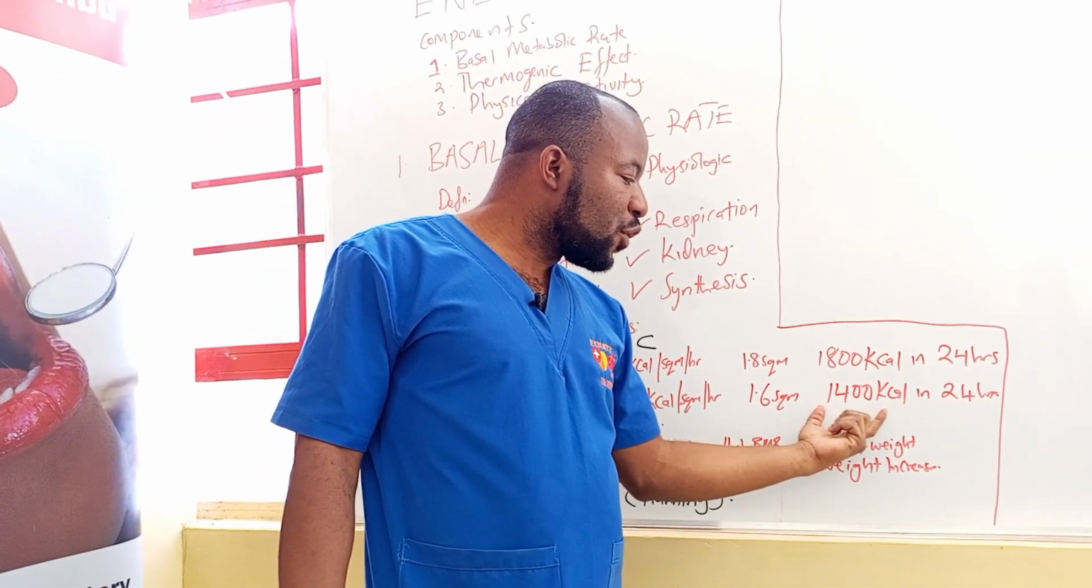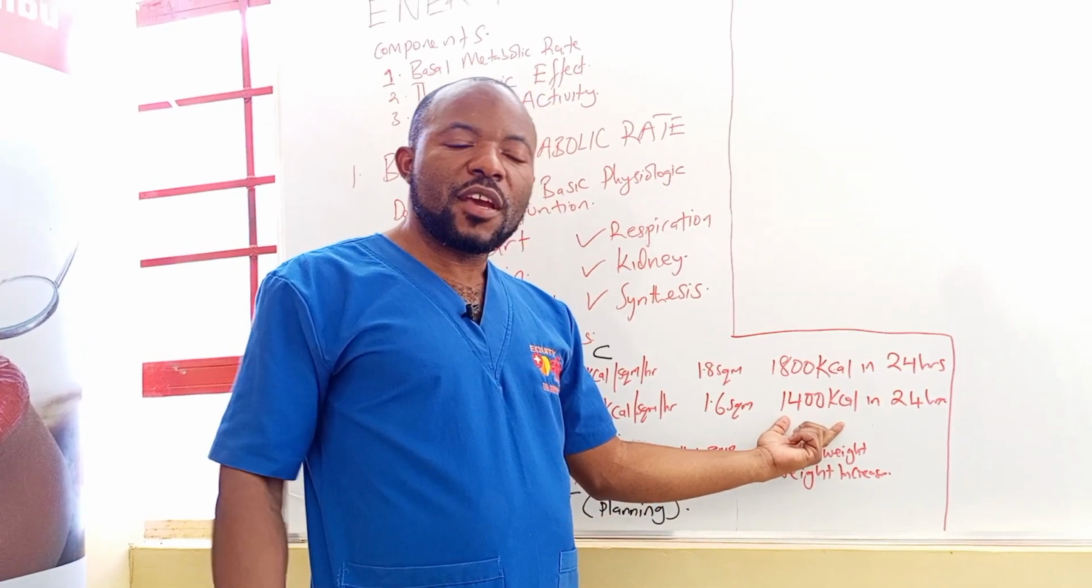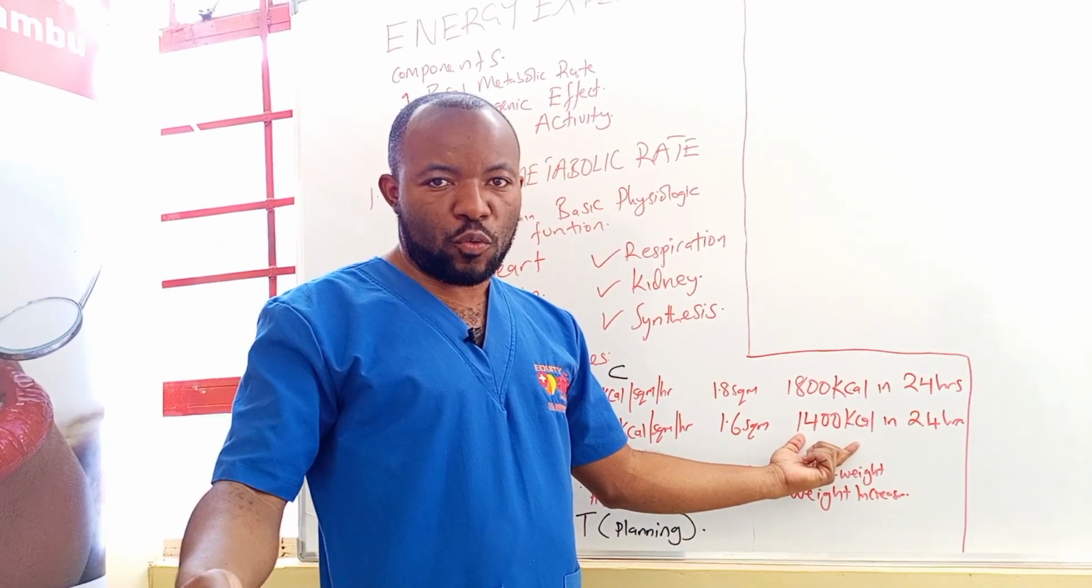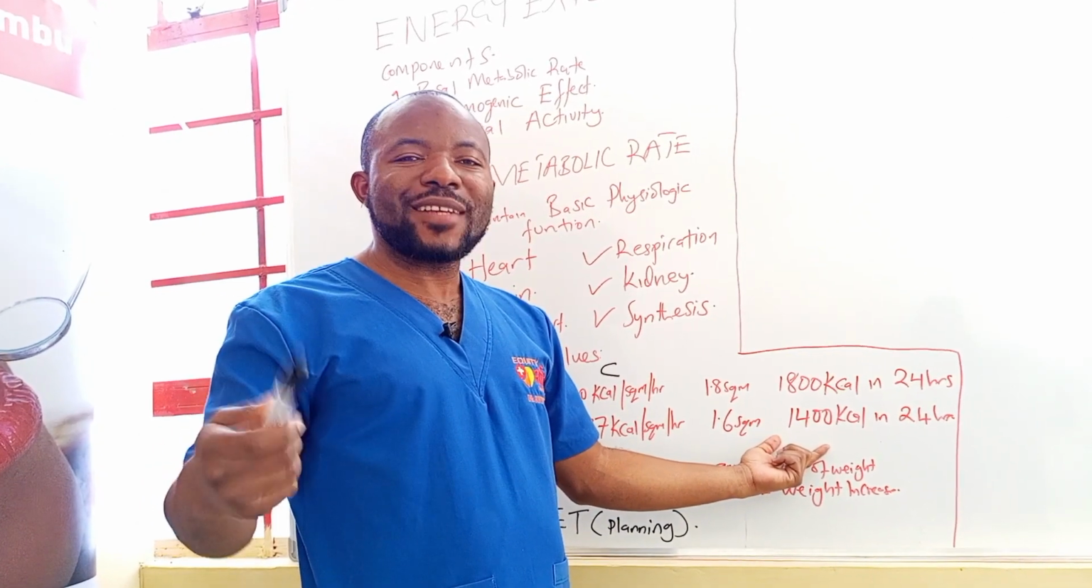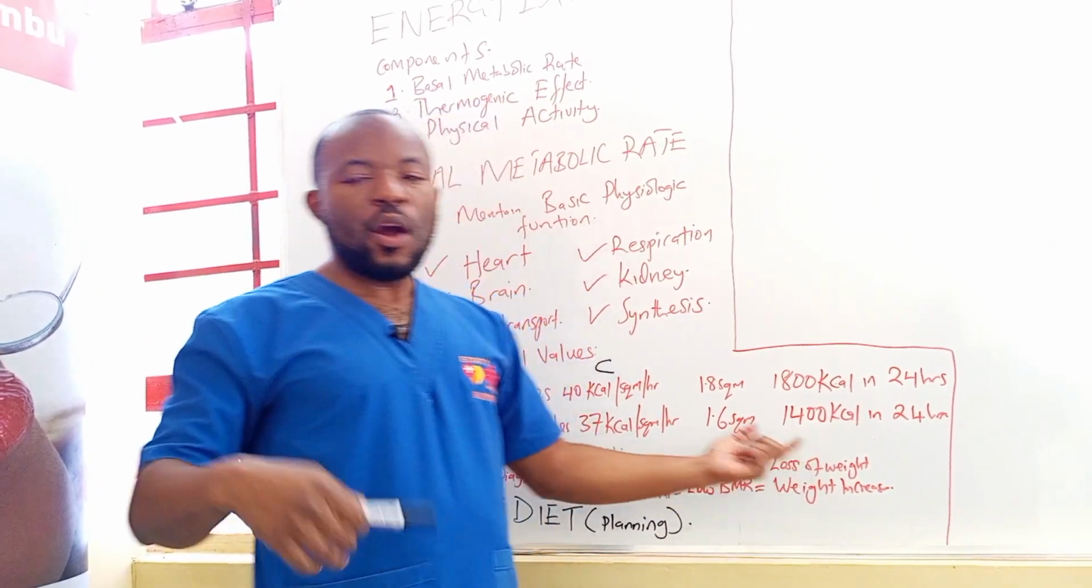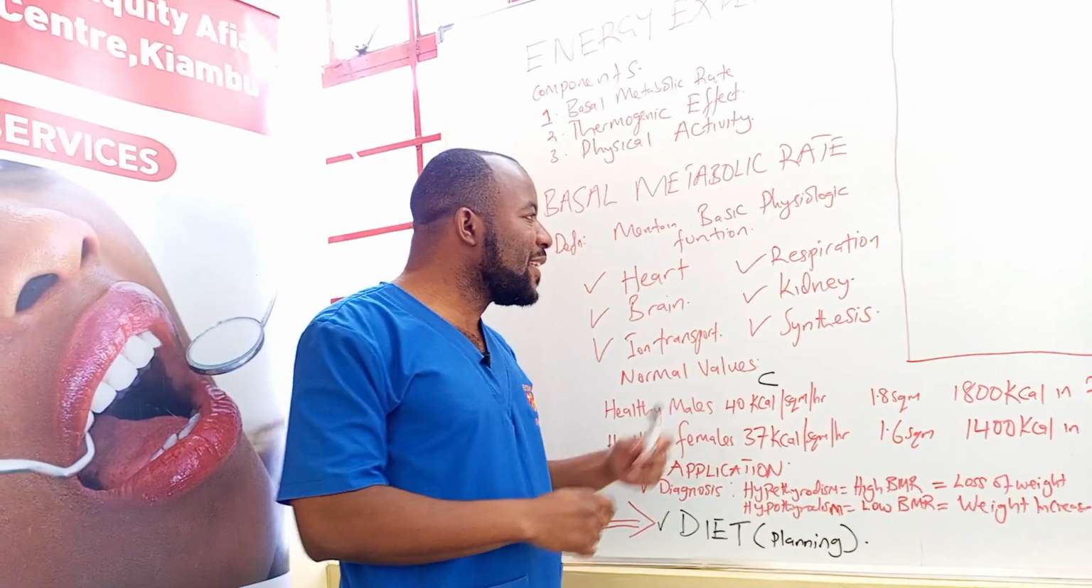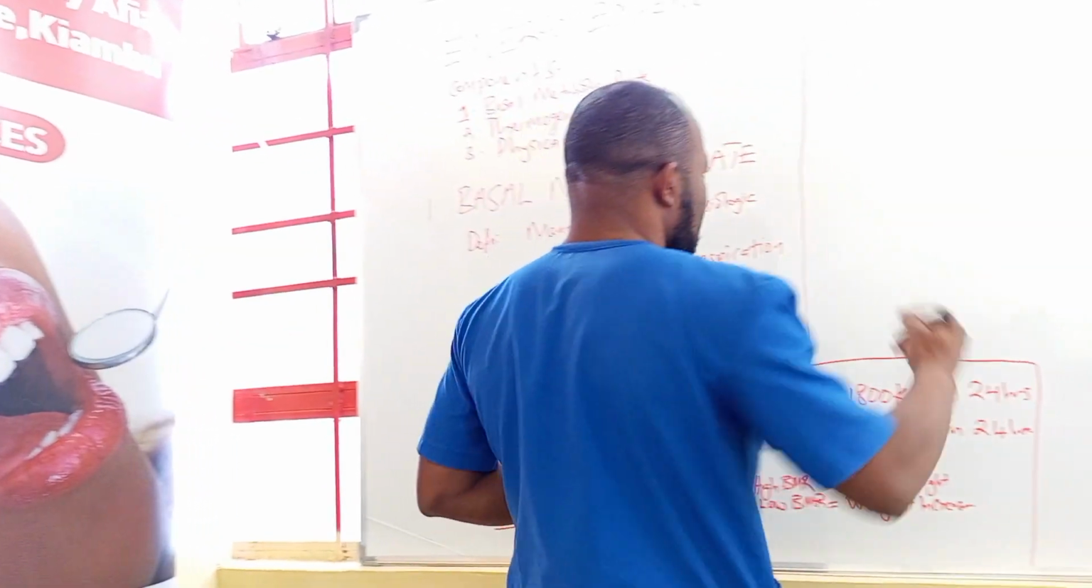Then in 24 hours, they will need 1,400. That means females spend little. Females spend little than what they take in. You understand? Why? It's because of the lean body mass effect.